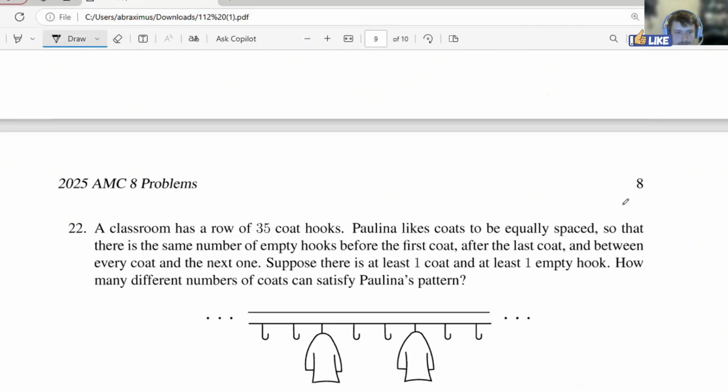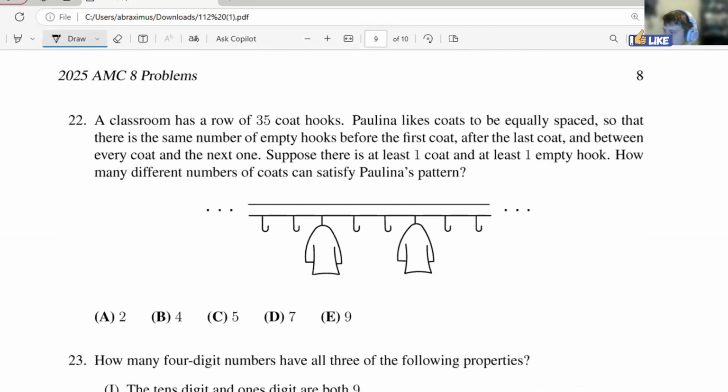All right. So, a classroom has a row of 35 coat hooks. Paulina likes the coats to be equally spaced so that there is the same number of empty hooks before the first coat and after the last coat. And between every coat and the next one, suppose there is at least one coat and at least one empty hook. How many different numbers can satisfy this pattern?